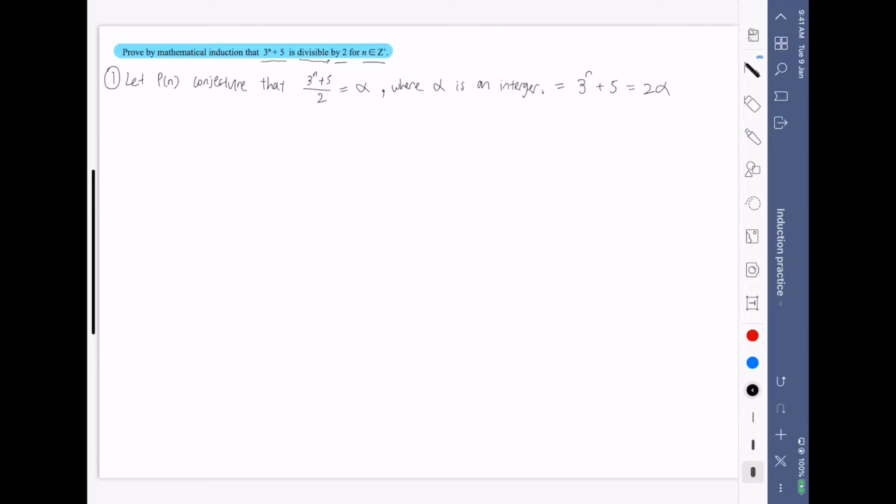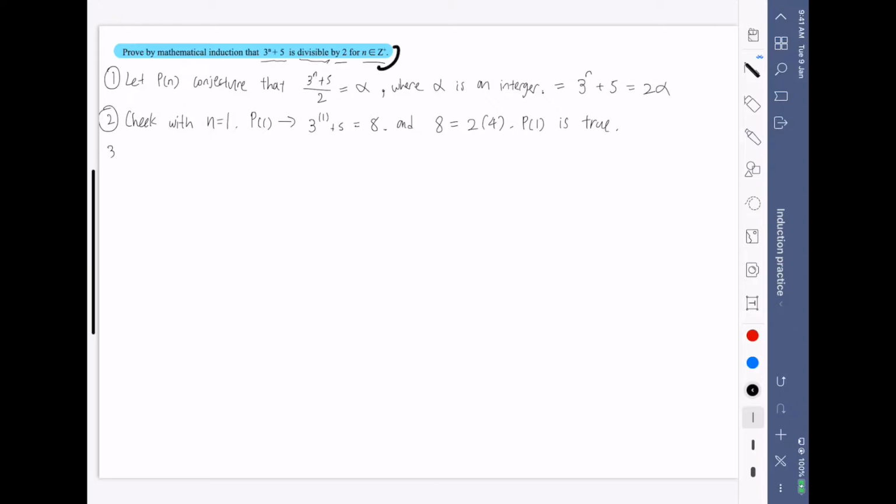So let's check this. It says for all positive integers, so we're going to use n equals 1 again. So check with n equals 1, so that would give us P1. So let's substitute into the expression of n. So 3 to the power of 1 plus 5 is equal to 8. And 8 can be rewritten as 2 times 4. So, yes, this is divisible by 2.